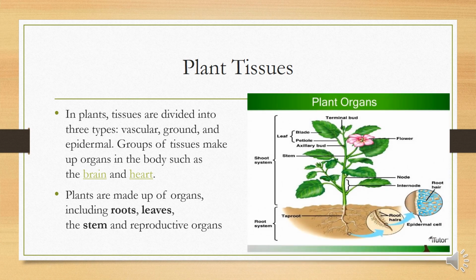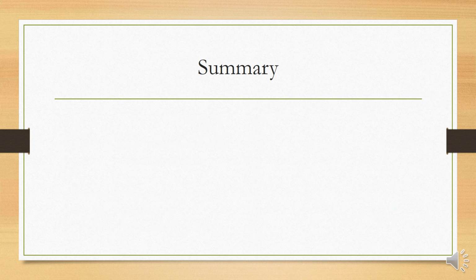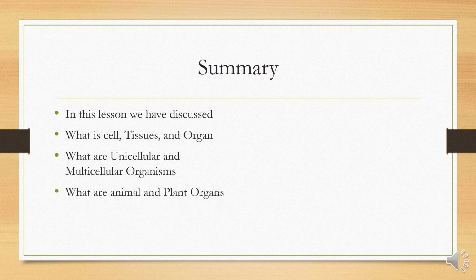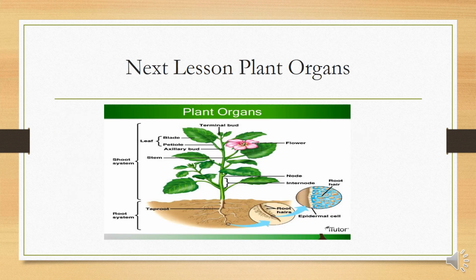So, in the next lesson, we will discuss the plant organs. In this lesson, we have discussed what is cell, tissues, and organ, what are unicellular and multicellular organisms, what are animals and plant organs, and in the next lesson, we will discuss plant organs in detail.